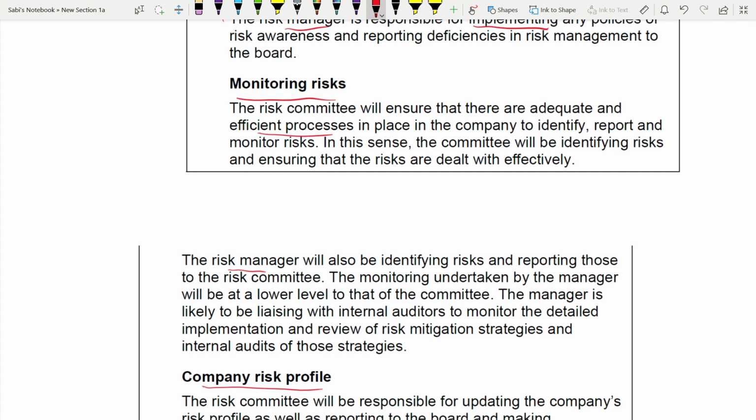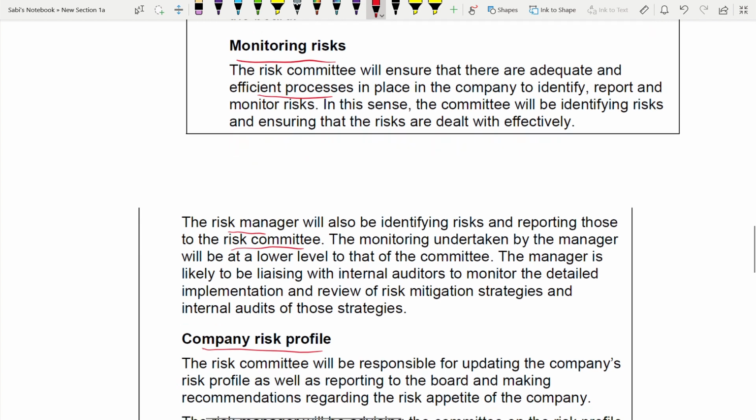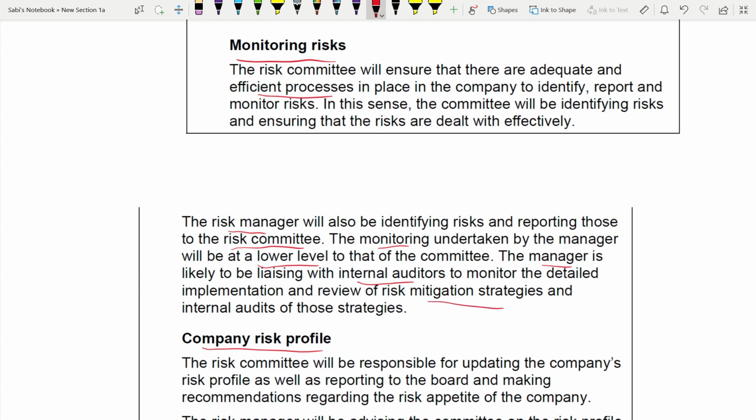But risk manager, they actually identify, they actually report this to the risk committee. You see, risk committee is over risk manager. And whatever the monitoring that manager does, it will be at the lower level only to the committee. Okay. So manager has to work with the internal auditors, okay, to make sure that they monitor the detailed implementation and review the risk management strategies.